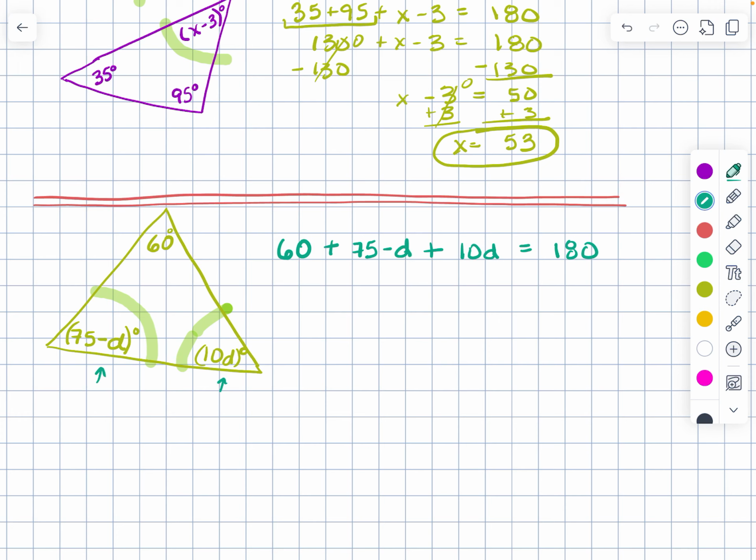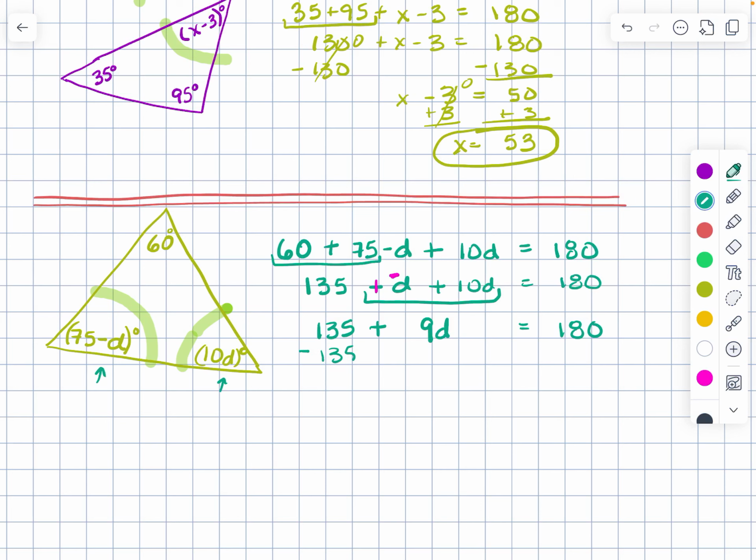So let's combine what we can here. We can combine 60 and 75. I'm going to do one step at a time. 60 plus 75 is 6 and 7 is 13. So that's 135. And then I'm just going to bring these down. Minus D plus 10D equals 180. And then I've got a negative D, or I like to do this right here. I like to say plus a negative D right there. And then I know that's a negative D and a positive 10D. So I know that's going to be 9D there. And I'm going to bring this 135 down. Plus 9D is equal to 180.